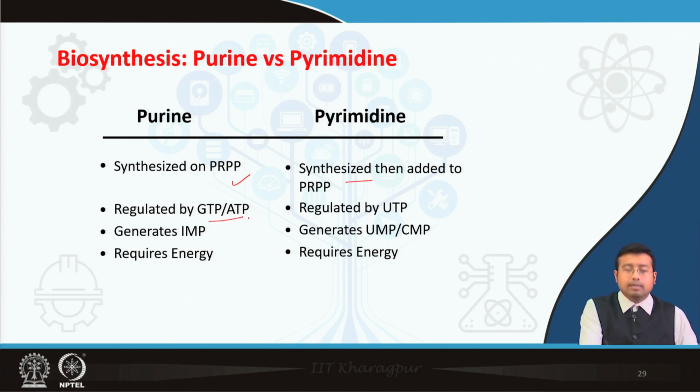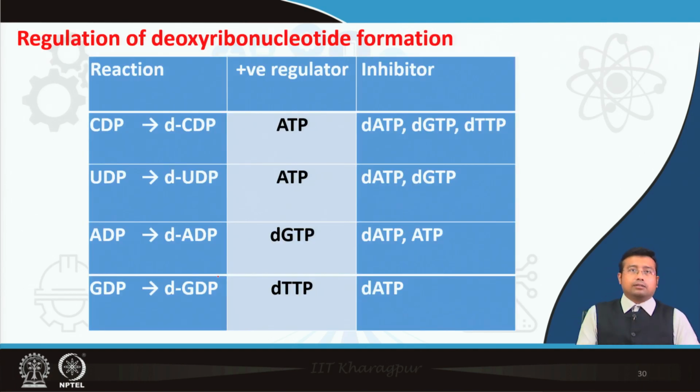It is regulated by reciprocal regulation. I hope you remember GTP and ATP, it is mainly regulated by UTP, it generates IMP, here it generates UMP and CMP, and both require energy, right. This is not a difference, we are just comparing and contrasting.